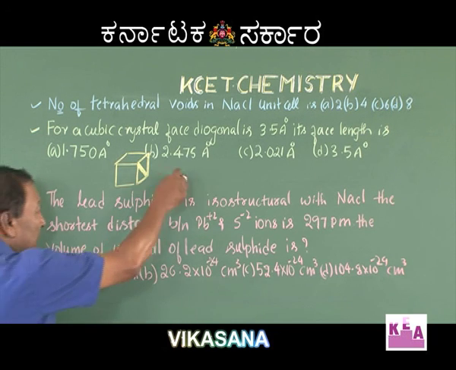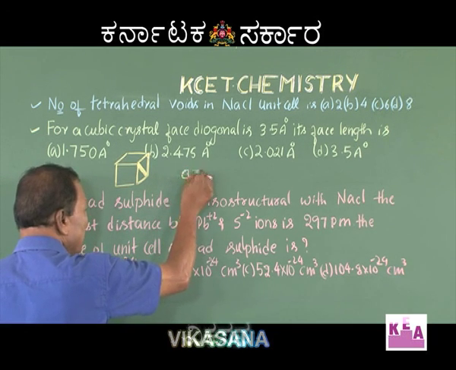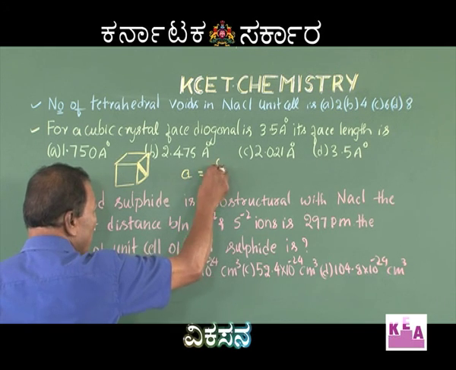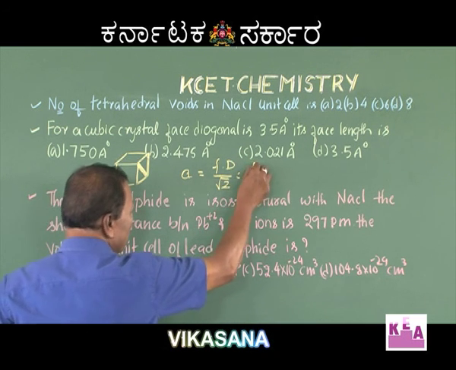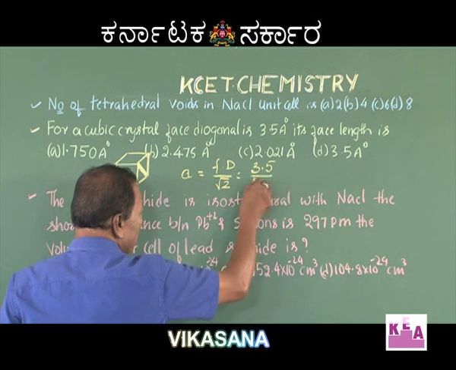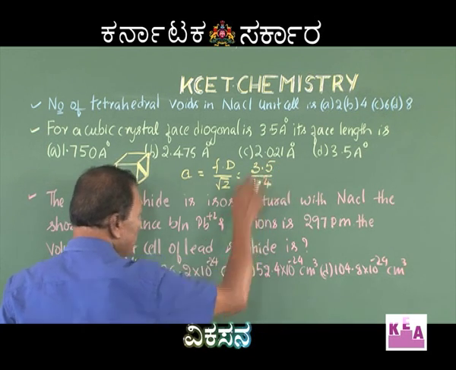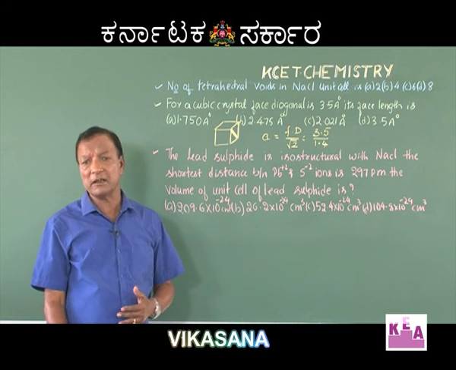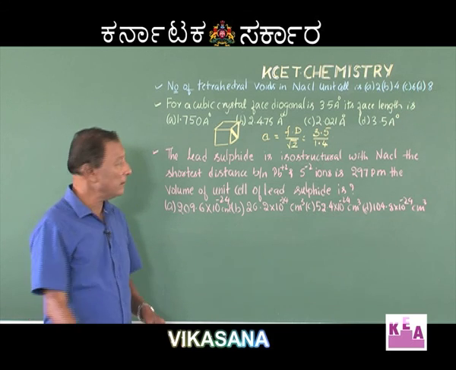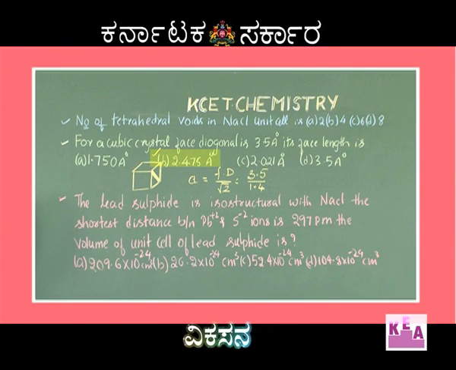Therefore, the relation becomes: the edge length is equal to the face diagonal divided by root 2, and this gives 3.5 divided by 1.4, roundabout I am taking, and that becomes roughly approximated value 2.5. Close to it is 2.475 angstroms. So that is how the calculation works out. Option B is correct.